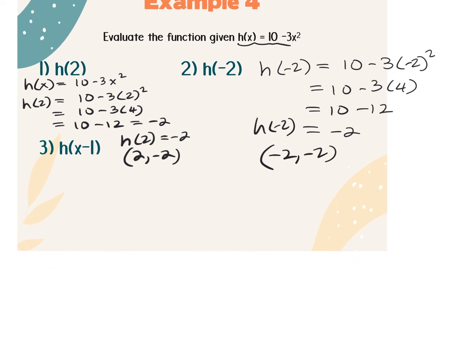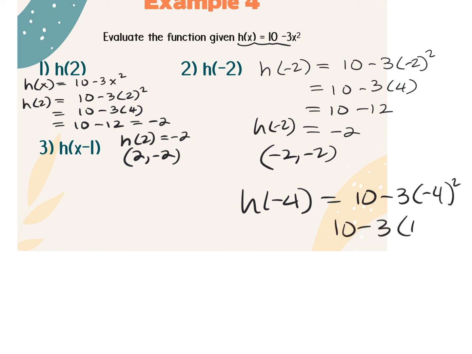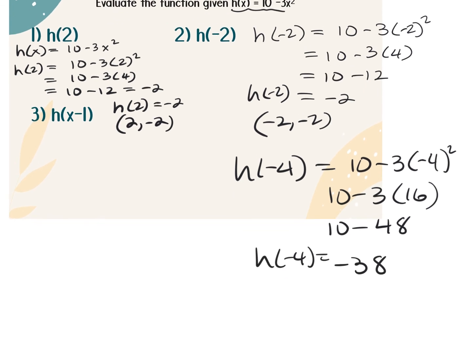Let me go ahead and just do a different one. Let's do a -4, just for practice. So 10 minus 3 times -4 squared. Evaluate the exponent first, then multiply, then subtract. So h of -4 equals -38. So again, the ordered pair, -4, -38.